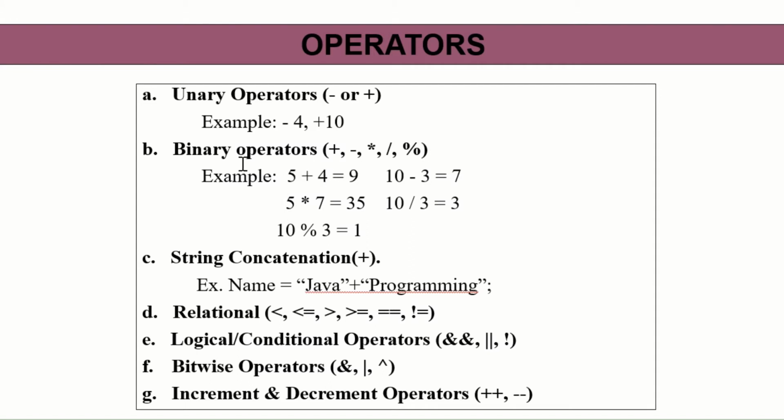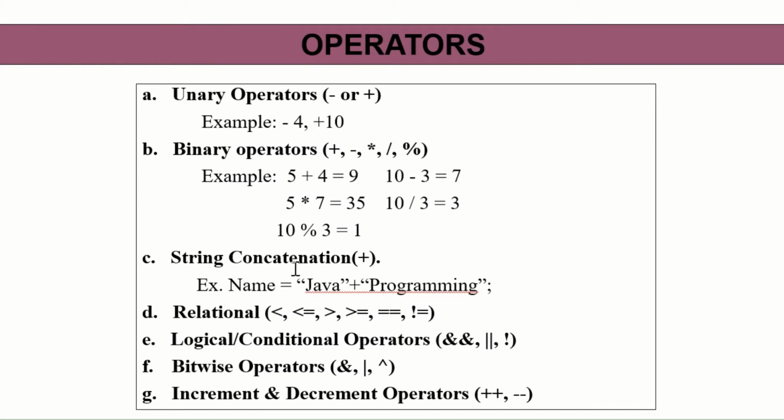So you have 5 plus 4. So this is an addition example, which is equal to 9. 5 times 7 equals 35. 10 modulo 3 is 1. So the remainder of 10 modulo 3 is 1. And 10 minus 3 is 7. And 10 divided by 3 is 3. So these are then the binary operators.